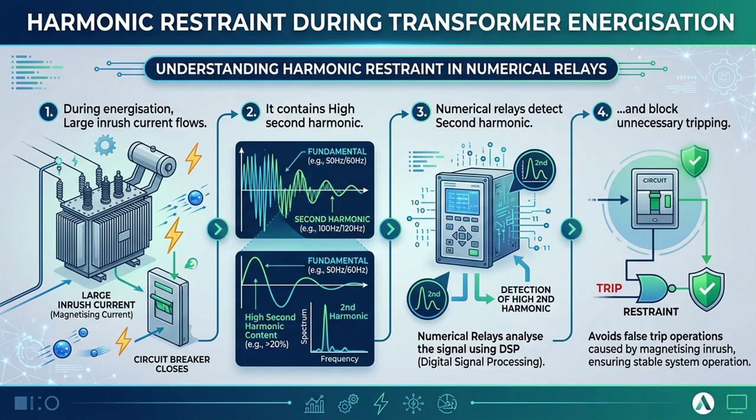Now, what happens when a transformer is energized? A large inrush current flows containing a high second harmonic component. Modern numerical relays detect this second harmonic and block unnecessary tripping, keeping the transformer safely in service.